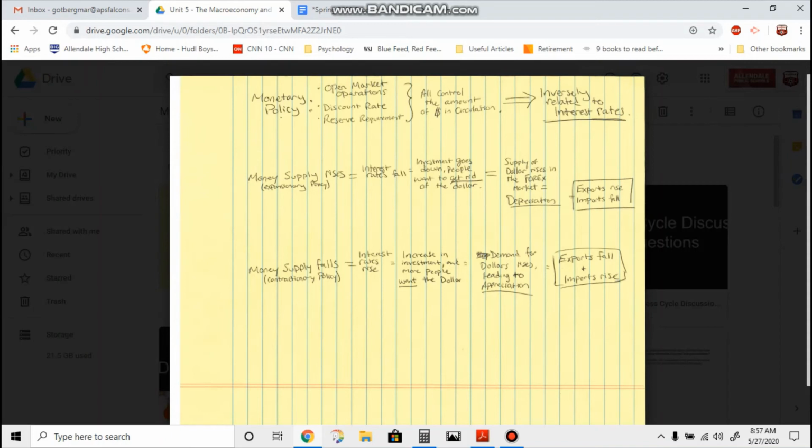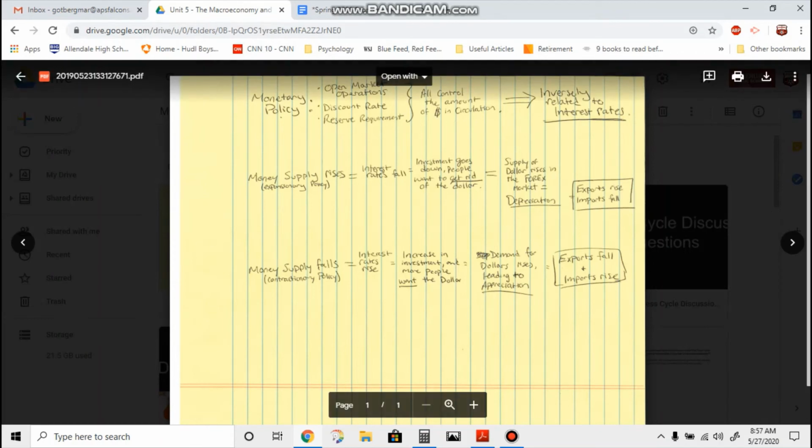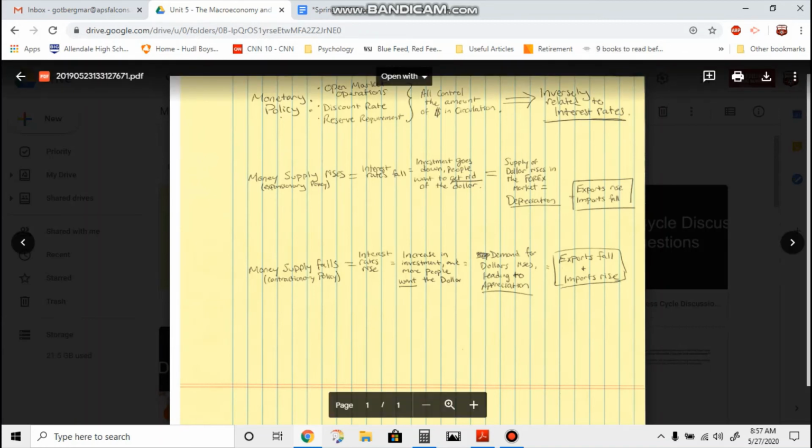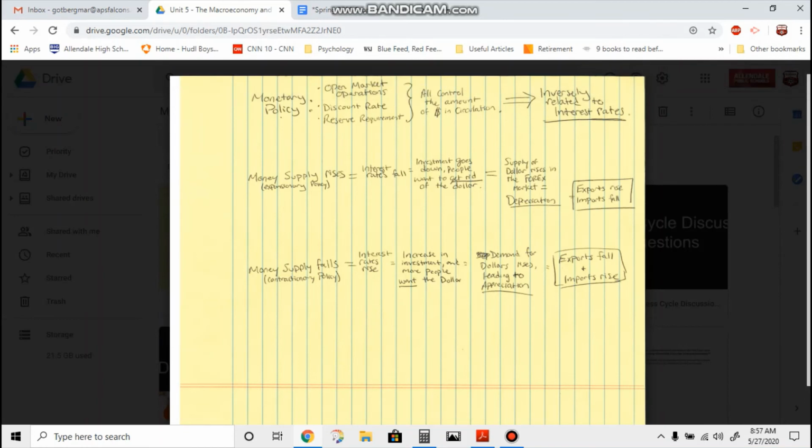The exact opposite happens if the money supply falls. If we use contractionary monetary policy, that means we're removing money from the economy. That means we are shrinking the money supply, so interest rates are going to rise because, again, inversely related. Those interest rates rise, and when interest rates rise, people are more likely to invest. You get a better return on that investment. And so you want the dollar. So the demand for that currency, or the dollar in this case, is going to rise.